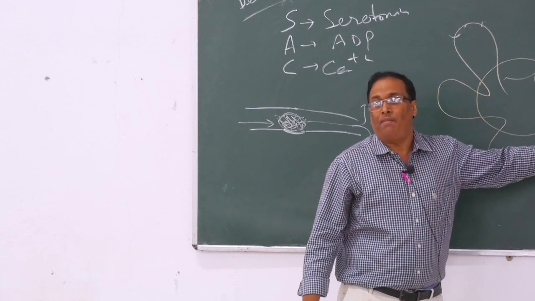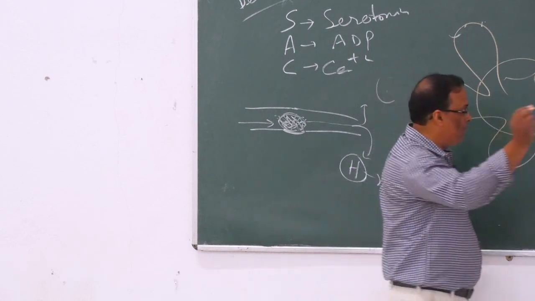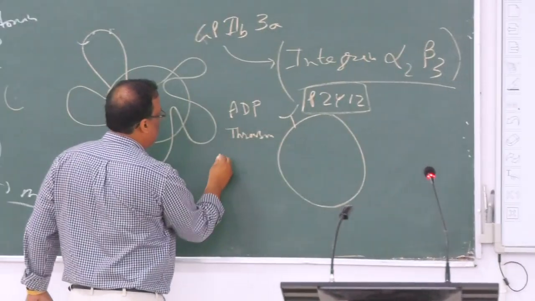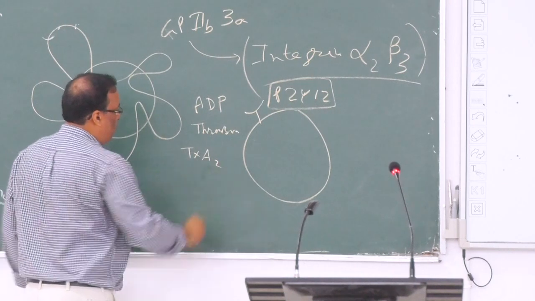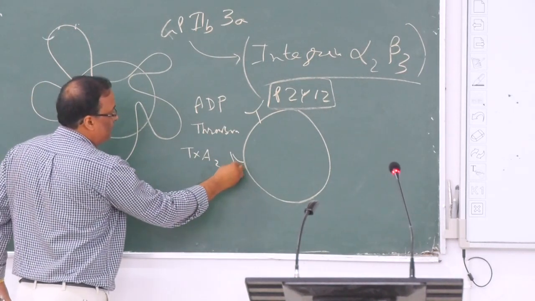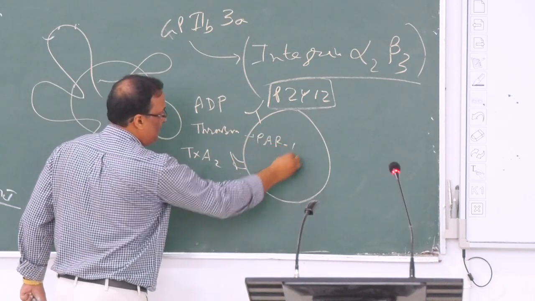Another two things will come after the activation of that platelet. কি বলেছিলাম? Yes, very good. Thrombin, then thromboxane A2, very good. Thromboxane এর জন্য thromboxane receptor, thrombin এর জন্য বলেছিলাম PAR1 receptor, তাই তো?